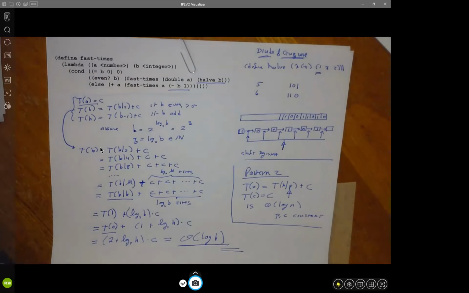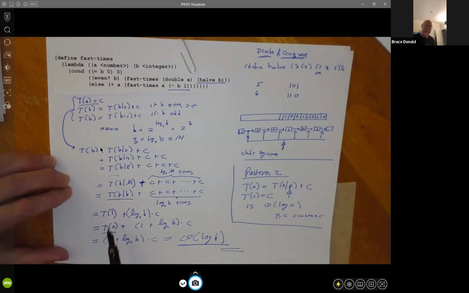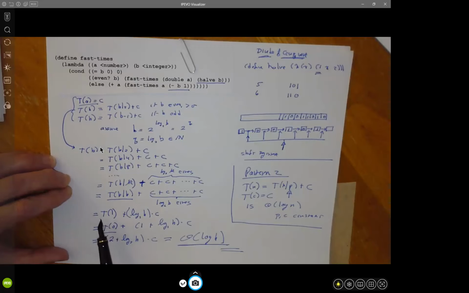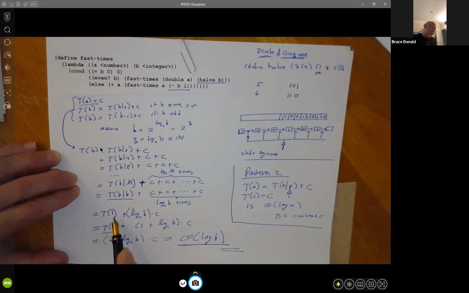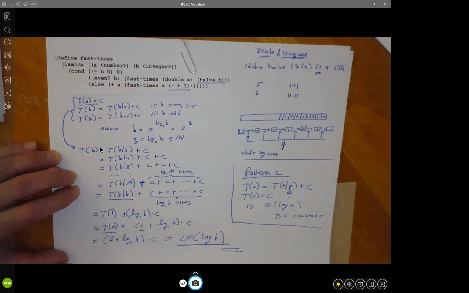How did you get from t of 1 to 1 plus log 2 of b? It took three steps, right? Here's the t of 1. Do you mean why is this line true? Why does the 1 get added to the parentheses? Yeah, so what I did here is I expanded the t of 1. To do t of 1, I have to do a constant amount of work plus the time for t of 0, right? So I just put the 1 in here for the constant. Okay, thank you.